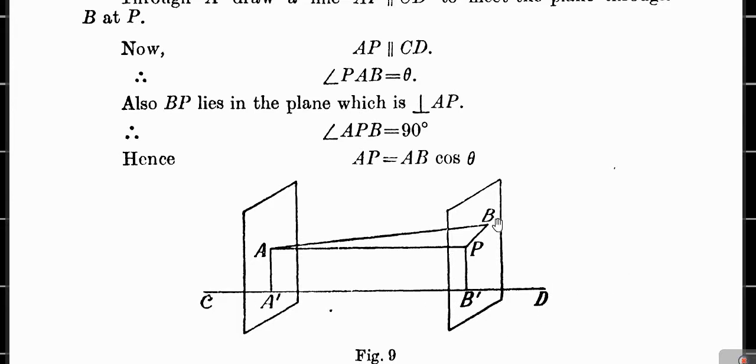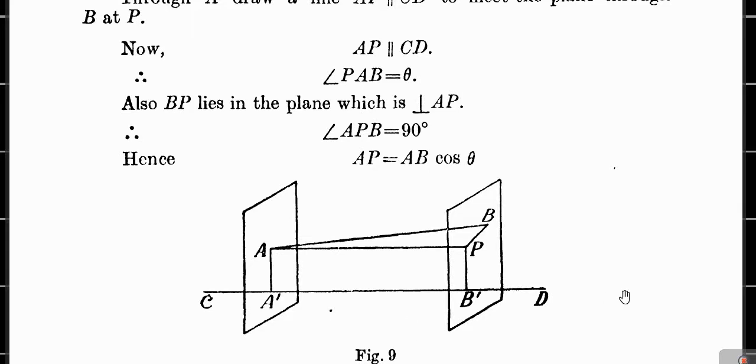And suppose that plane intersects line CD at point B'. Then A' will be the projection of point A and B' will be the projection of point B. Then by definition of projection of a segment on another line, clearly the segment A'B' will be the projection of segment AB on the line CD.